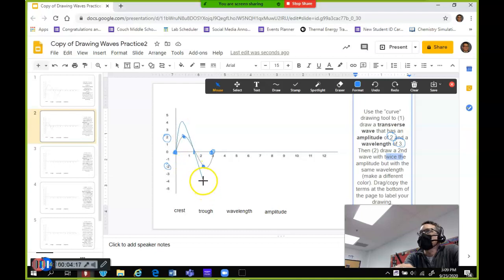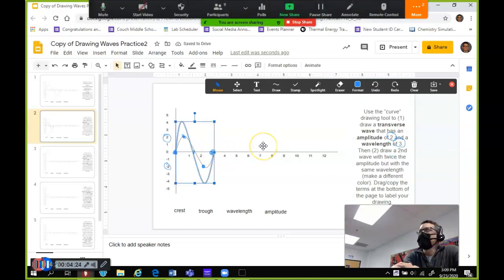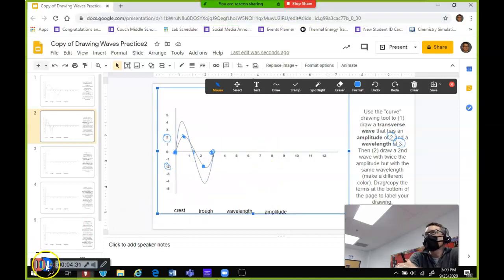Instead of going down to 2, I'm going to go down to 4, and then I'm going to finish it back up in the same place. And you can make these different colors, but both of these should be what our final result is on the second one.